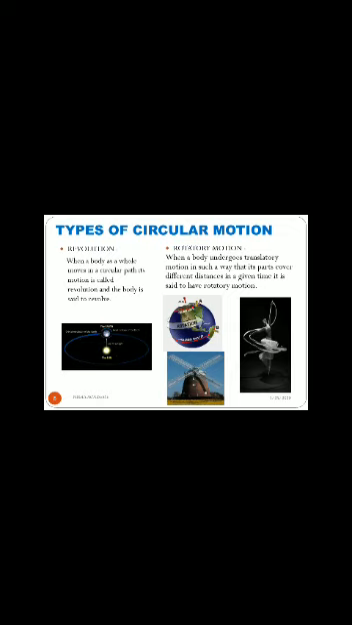Second, the rotation. When a body undergoes translatory motion in such a way that its parts cover different distances in a given time, it is said to be a rotatory motion. You can see that the earth is rotating around its axis. The girl dancing is rotating around her feet, and see there is a windmill. Wings of the windmill are rotating around an axis.